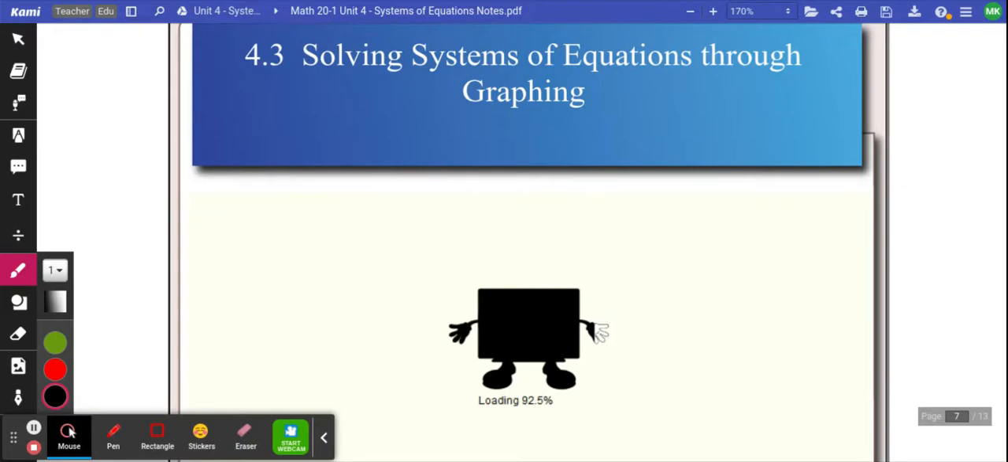This is 20-1. We're talking lesson 4.3. That's unit 4, lesson 3. We're going to solve some systems of equations.